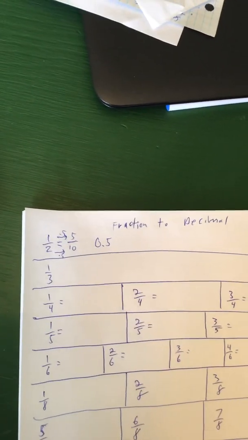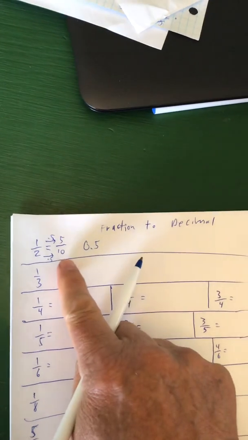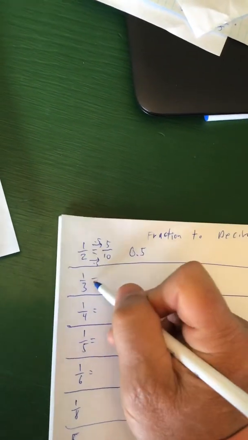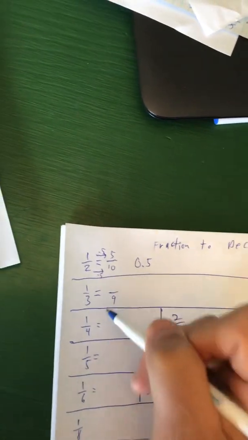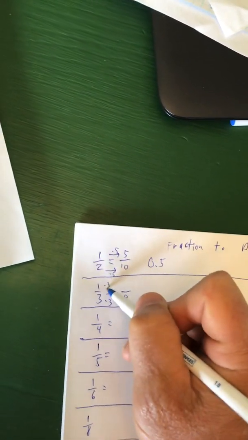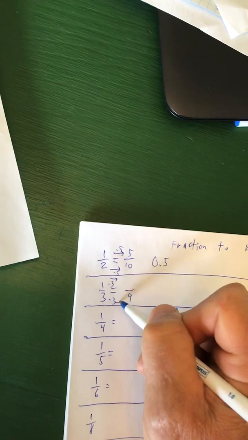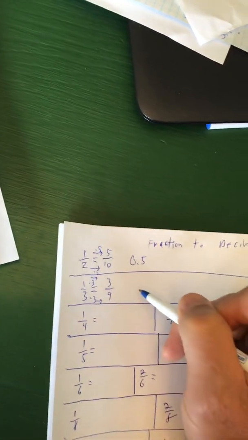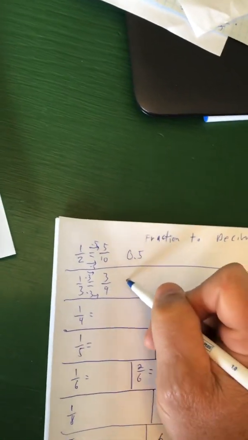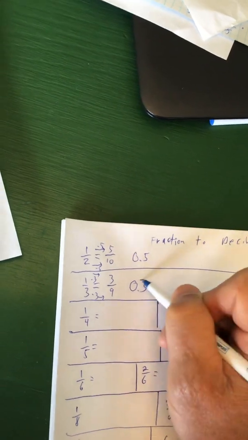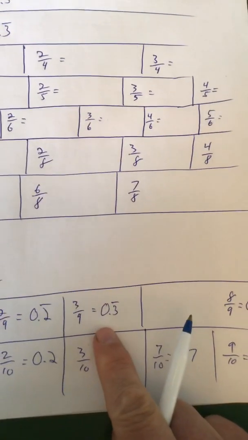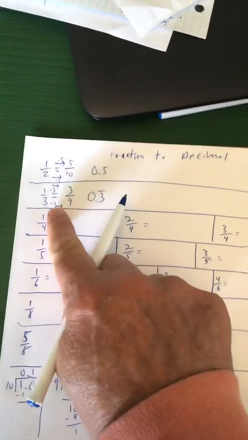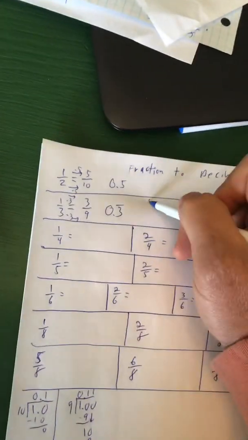Now a third, I can't get that to tenths, but I can get that to ninths. 1/3 is how many ninths? Well, that's times 3, so times 3. That's 3/9. So what decimal is that going to be? That's going to be 0.3 repeating. 3/9 was 0.3 repeating, so 1/3 is 3/9. So here, I'm going to draw a line here.